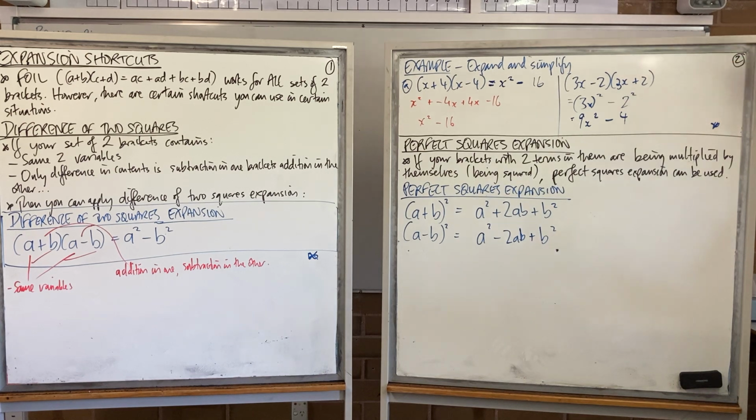Obviously, using FOIL would take a little longer, but that's why I'm giving you the shortcut, okay? Can you get those 2 examples down, please? And then I'll show you perfect squares expansion, and then you can go to loop.